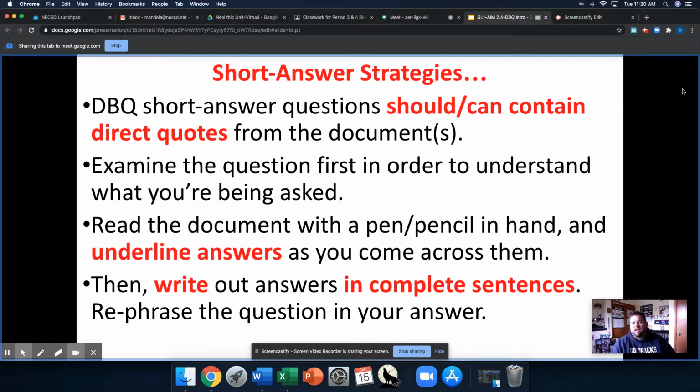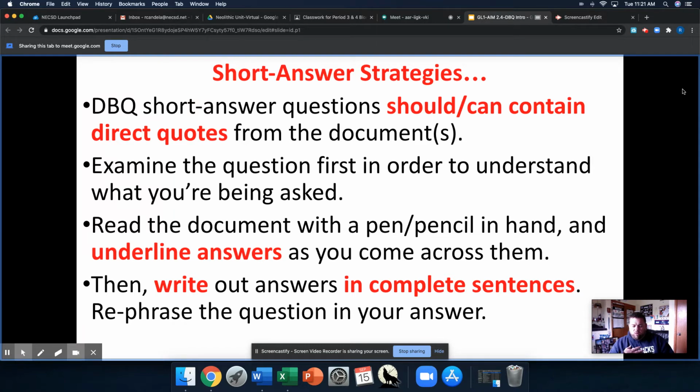So the first thing you're going to have to do when you get a DBQ packet and an essay to write is answer all the short answer questions that go with each document. On a Regents exam, for example, there are usually 9 or so documents, and each document has either 1 or 2 short answer questions. As far as strategies for answering those, your answer should and can contain direct quotes from the documents, or you can paraphrase in your answer.